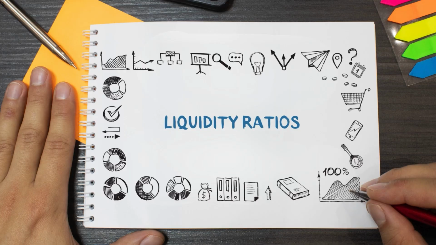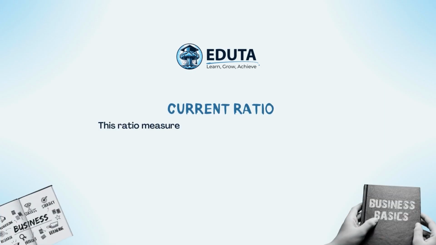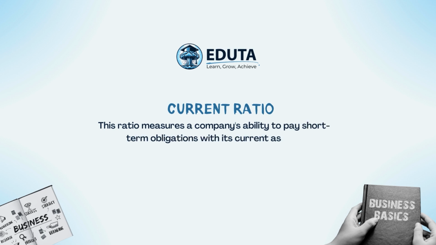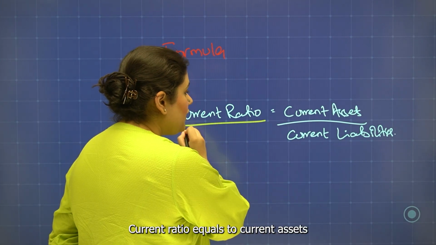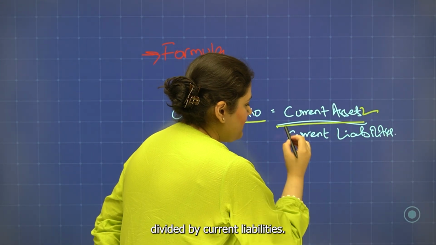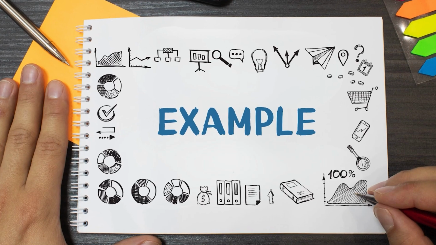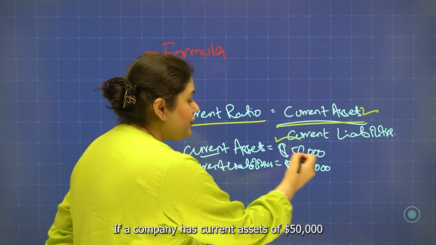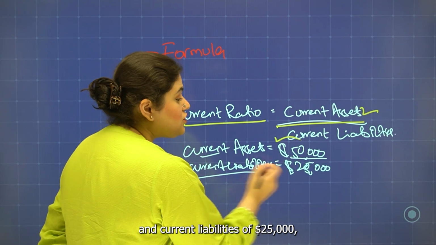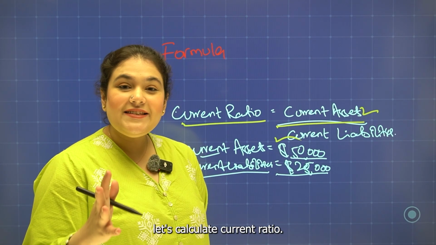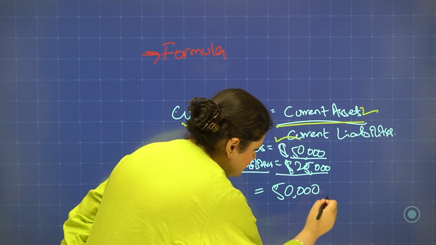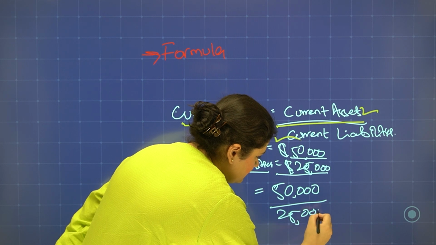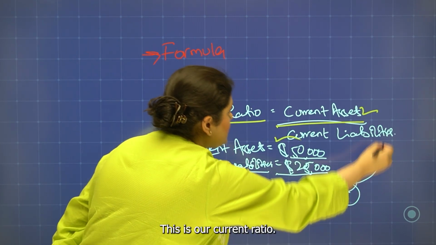Next, let's move on to liquidity ratios. First, we have the current ratio. This ratio measures a company's ability to pay short-term obligations with its current assets. The formula is current ratio equals current assets divided by current liabilities. If a company has current assets of $50,000 and current liabilities of $25,000, let's calculate the current ratio. This is our current ratio.